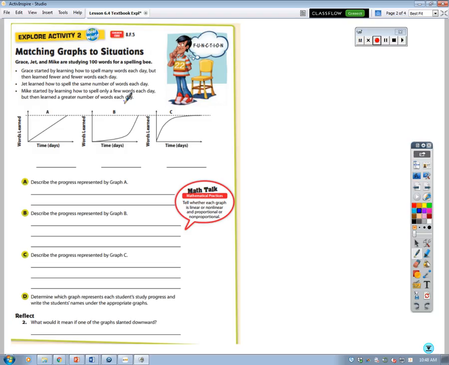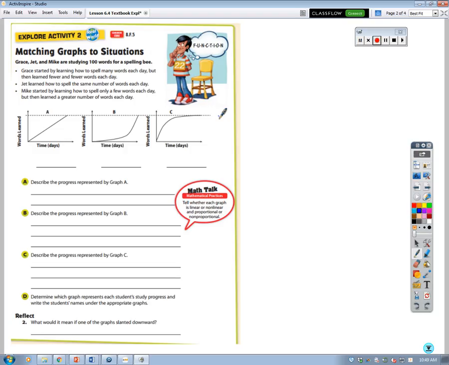So looking at our graphs here, we've got 1, 2, 3, and we've got words learned on our y-axis and time in days on our x-axis. So as time increases, as the number of days go by, we've got increasing words as the axis travels up. So the first thing we're going to do is match the graph to the student who's studying for the spelling bee.